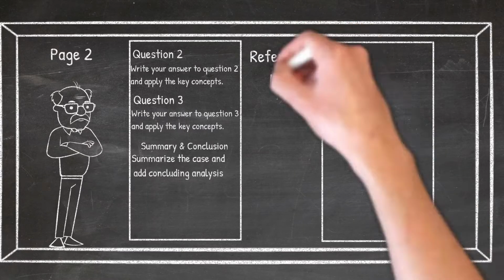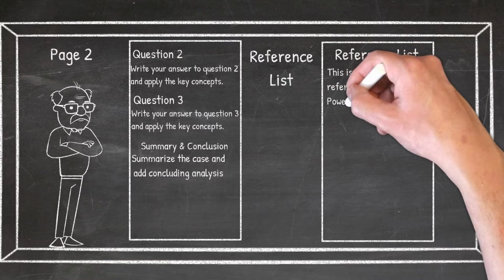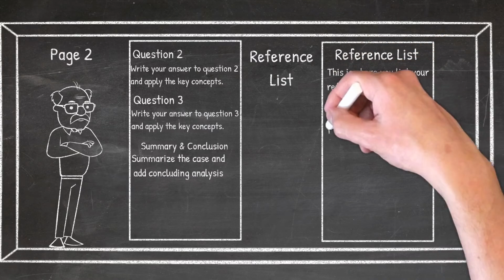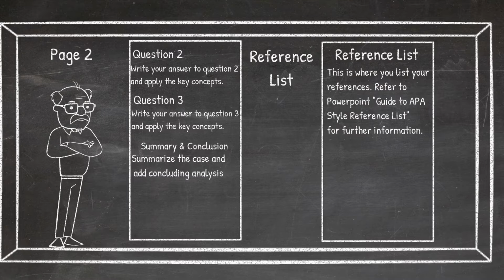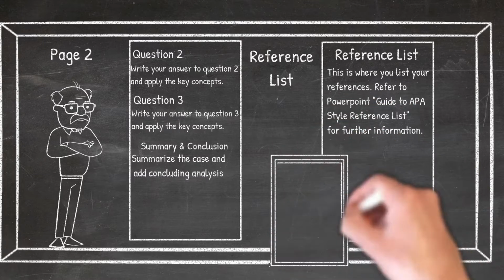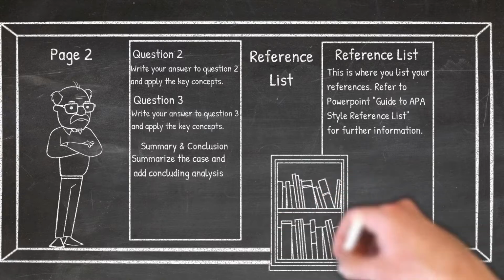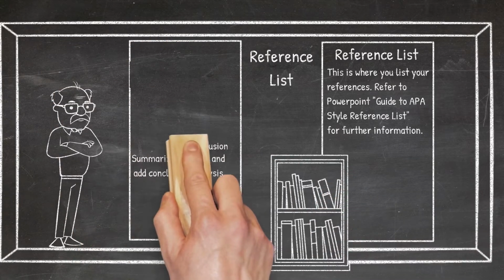The final section should be your reference list. All references should be listed in alphabetical order according to the author's last name and presented in APA style. For examples of APA style for the most commonly used sources, please refer to the PowerPoint presentation posted in the Moodle Classroom titled Guide to APA Style Reference List.